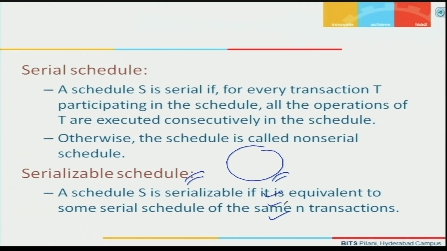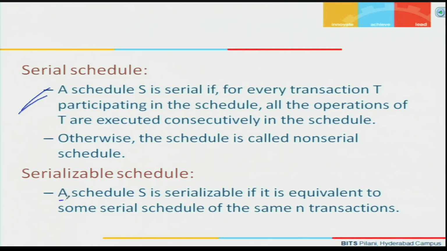A schedule S is serial if for every transaction T participating in the schedule, all the operations of T are executed consecutively in the schedule. That is the serial schedule definition. Otherwise, it is known as a non-serial schedule or concurrent schedule.